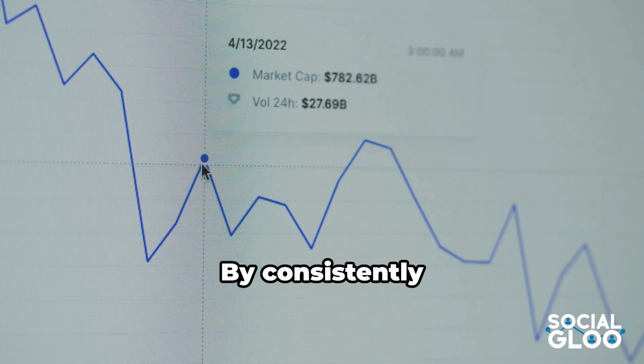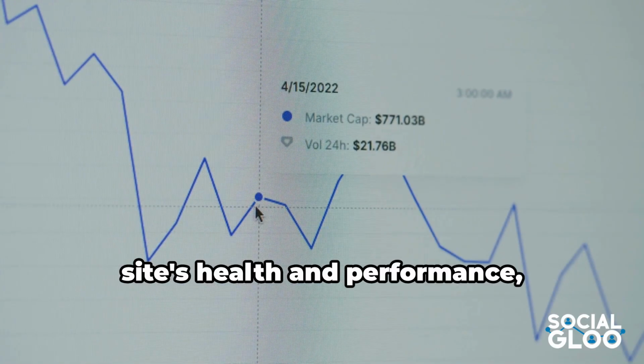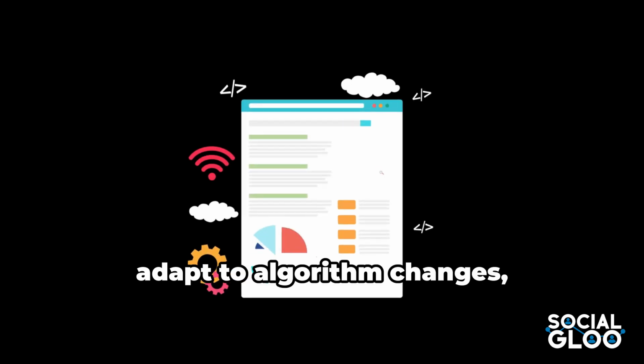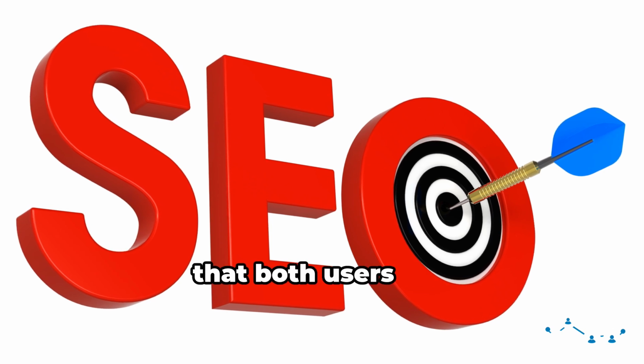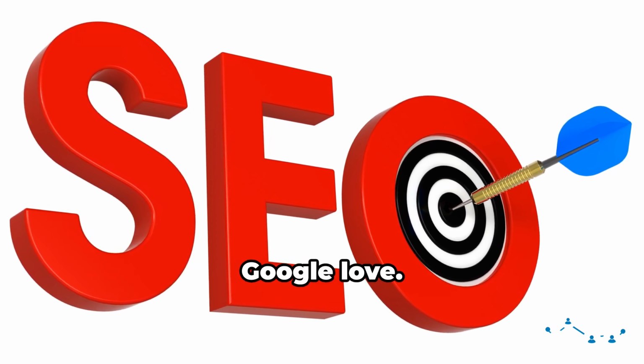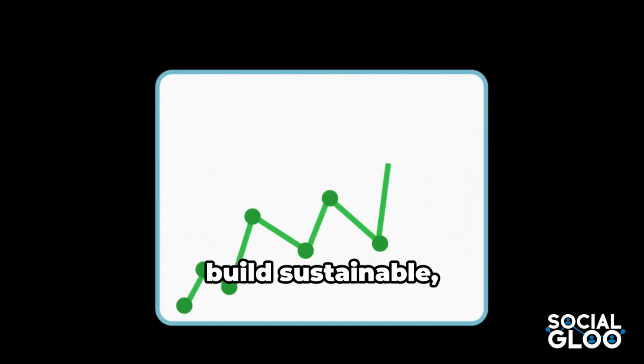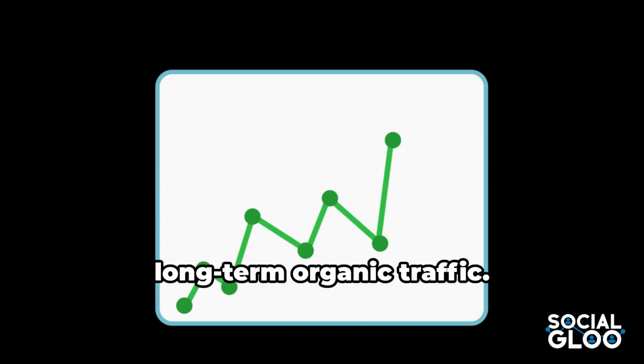By consistently monitoring your site's health and performance, you'll be able to adapt to algorithm changes, stay ahead of your competitors, and build a website that both users and Google love. This is how you build sustainable, long-term organic traffic.